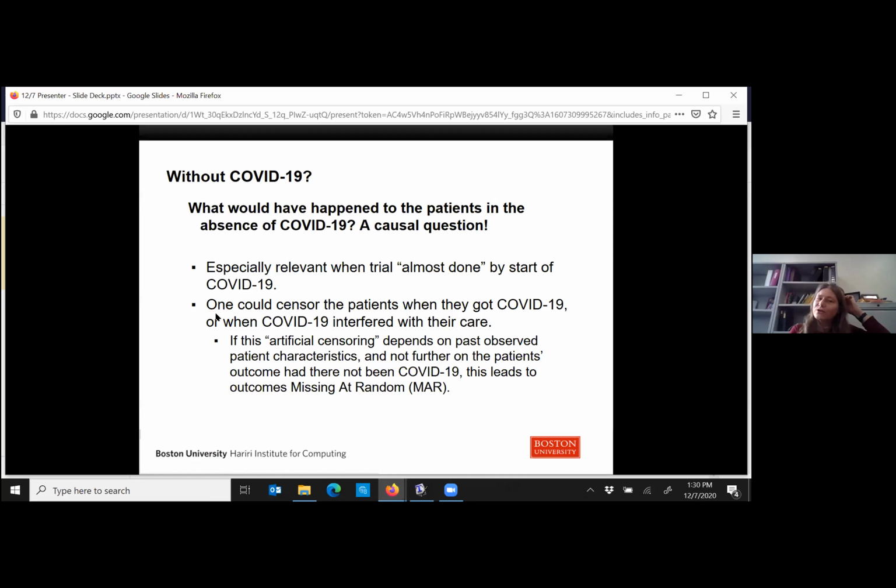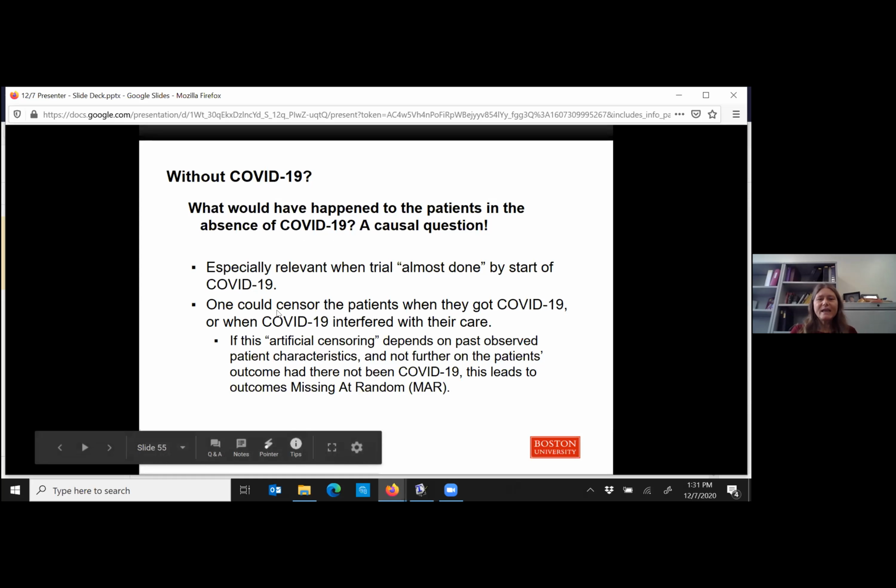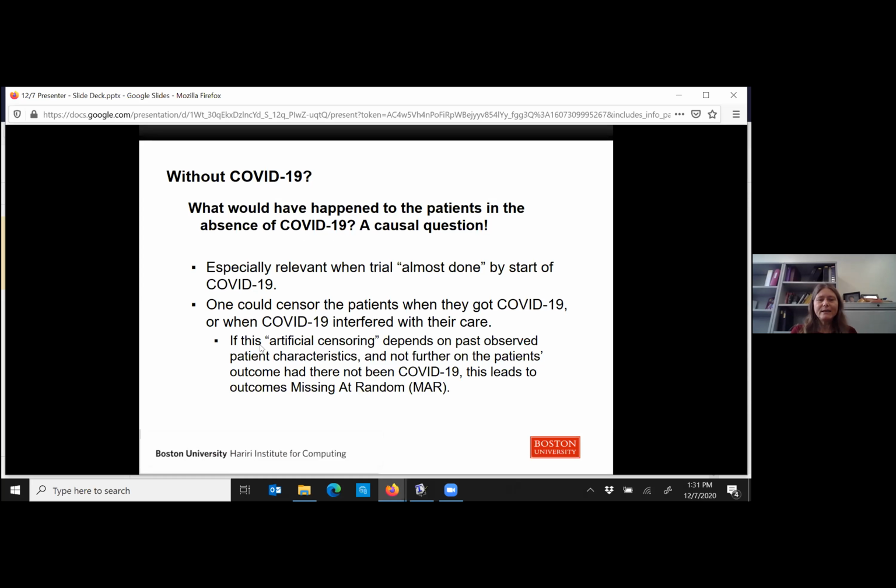In this case, one could censor the patients when they got COVID-19 or when COVID-19 interfered with their care. This doesn't mean that you don't observe the outcomes. It's that after COVID-19 strikes, you ignore their outcomes. And this is because after COVID-19 struck, maybe their outcomes would have been different. And if you want to know what would happen to the patients in the absence of COVID-19, we cannot use their outcomes directly. If we censor the patients when they got COVID-19, this leads to what is called artificial censoring.